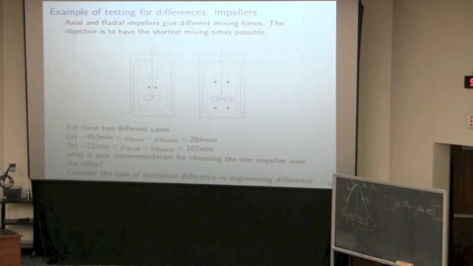What I do want to end off with here are two examples. The first one is to help you interpret confidence intervals. So consider the following example. You've got two impellers that you can use in your reactor. You can pick either a radial impeller or an axial impeller. They will provide different types of agitation in your reactor, and you can measure the mixing time. There are ways we can do that with spectroscopic methods.